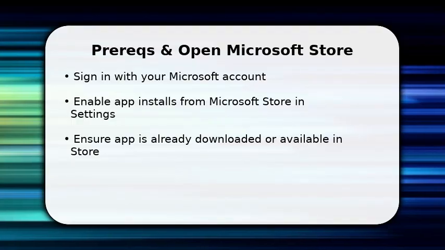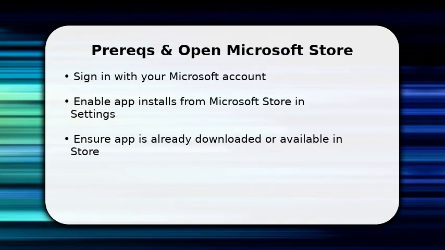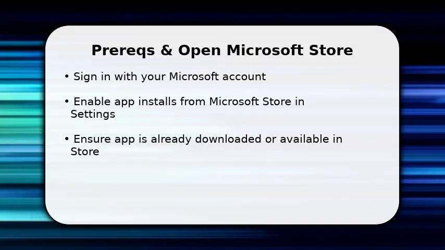You start by confirming prerequisites. Sign in with your Microsoft account and enable app installs. Open the Microsoft Store app, search for the app, and verify it's installed. Once done, make sure the app icon appears in Start. If not, look under My Library or Downloads to confirm installation status.